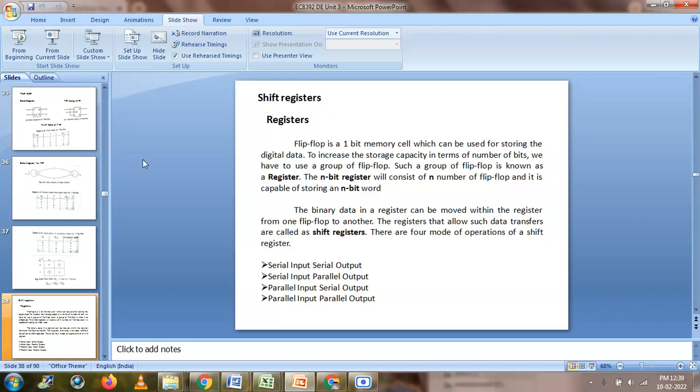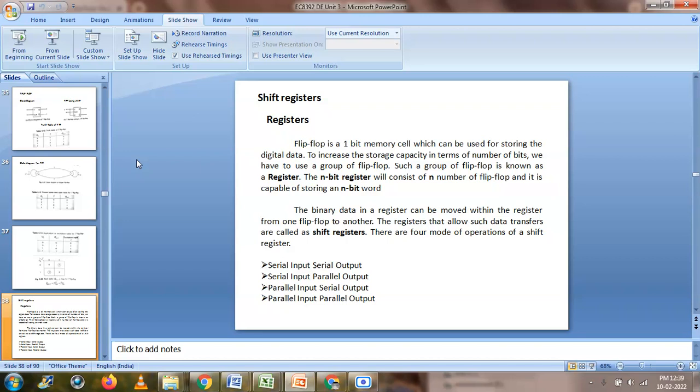Shift register. So this is a very important one. We discussed latches, flip-flops, types of latches and triggering of flip-flops, everything we discussed in previous videos. Now we are going to discuss the shift register.